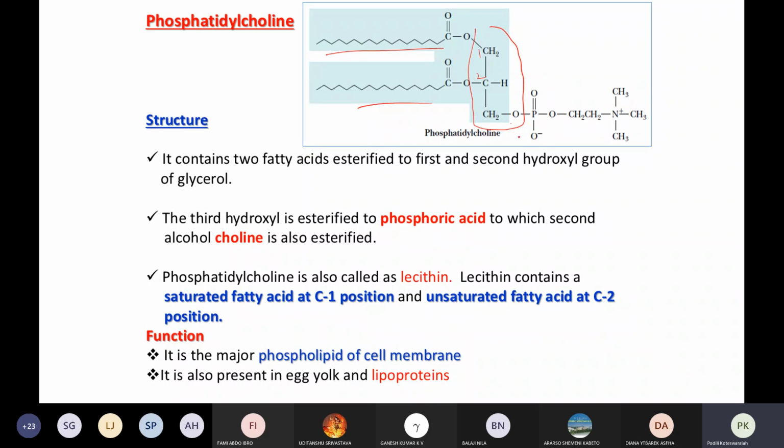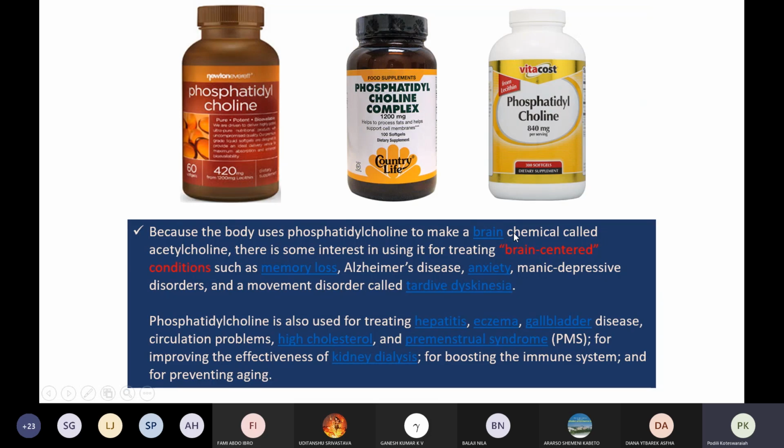As a result, it forms the phosphatidylcholine, and this phosphatidylcholine is also known as the lecithin, and it is the major phospholipid present in the biological membranes, and it is also present in the egg yolk and lipoproteins. So this phosphatidylcholine is the major phospholipid present in the biological membranes. Of course, this phosphatidylcholine is also used as a therapeutic agent or supplement to treat various disorders.